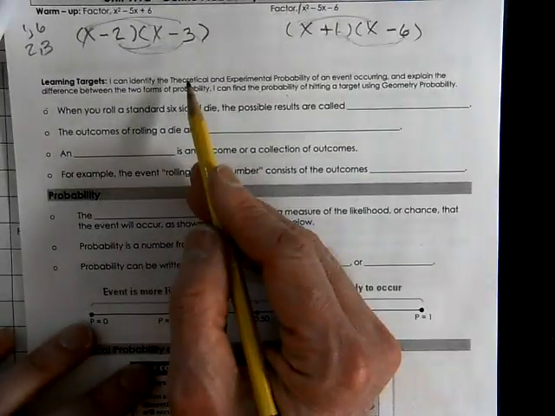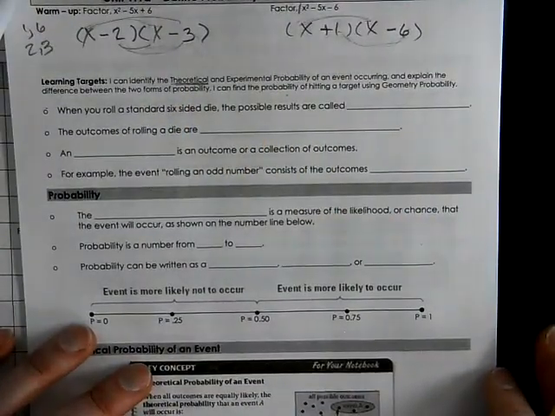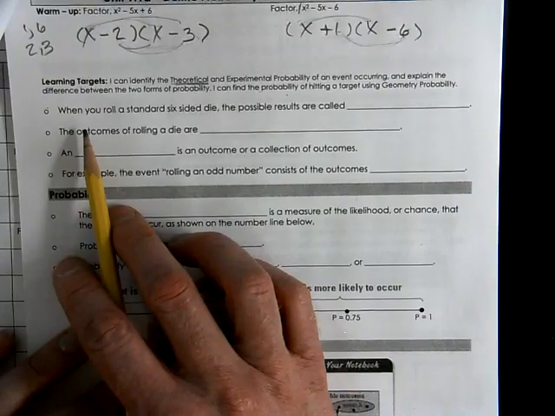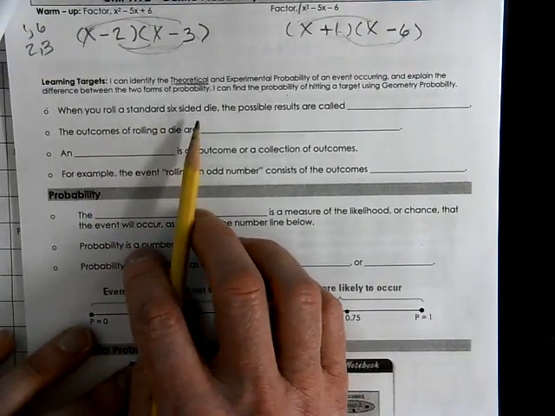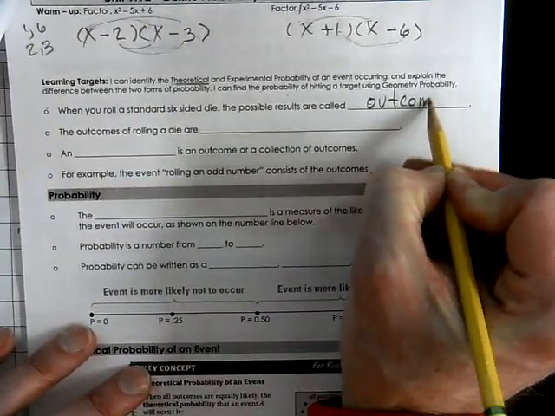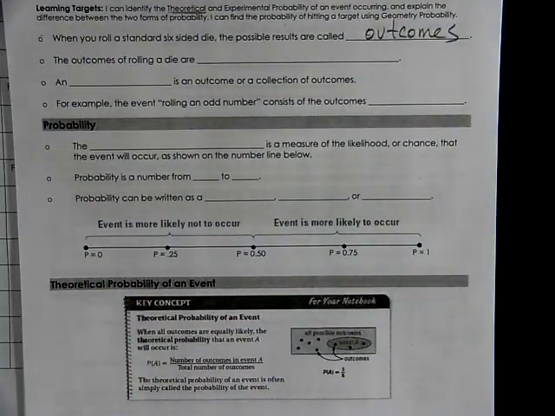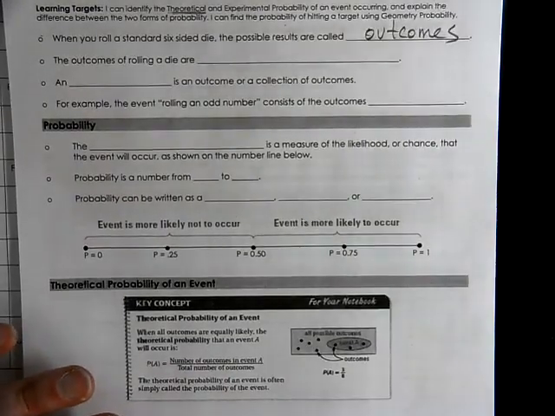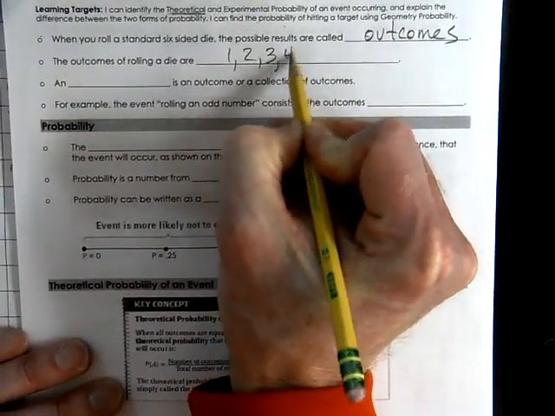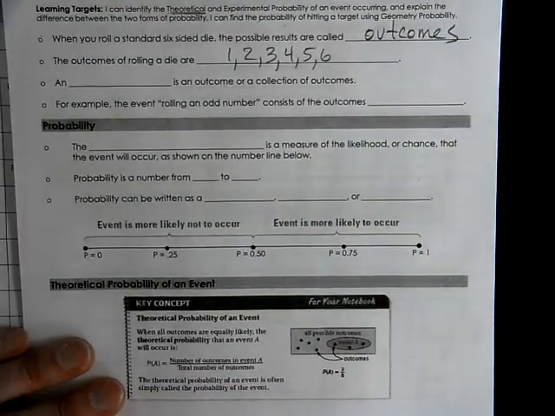Our learning targets for today, of course, are listed, and we're going to be working on theoretical probability. Experimental will be tomorrow. When we roll a standard 6-sided die, the possible results are called outcomes. So what are the outcomes for rolling a 6-sided die? You can get a 1, a 2, a 3, a 4, a 5, a 6 are the different results that we can get when we roll a die.